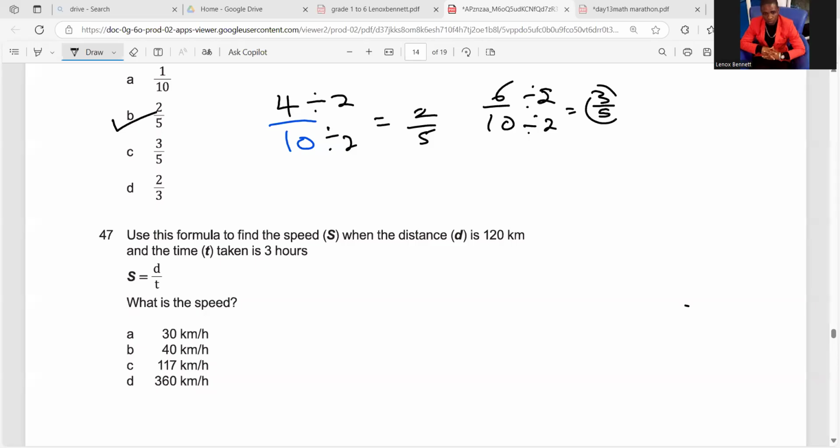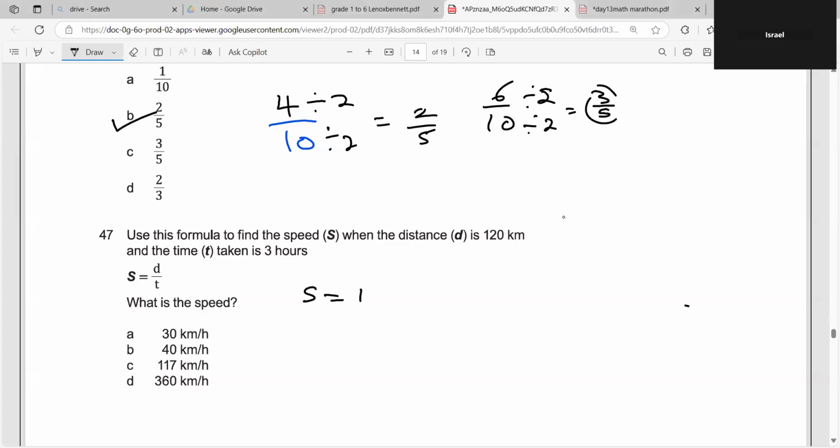Okay, sir. Good afternoon, sir. Good afternoon. It says use speed, which is S, when a distance D is 120 kilometers and a time T taken is 3 hours, right? S equals D divided by T, what is the speed? My first answer was different, but when you told me to check again, I realized it was B because 120 divided by 3 equals 40 kilometers. It couldn't be 30 kilometers because the distance would have been 90 and it would have been one of the 3 times table. So the answer would be B as in boy.